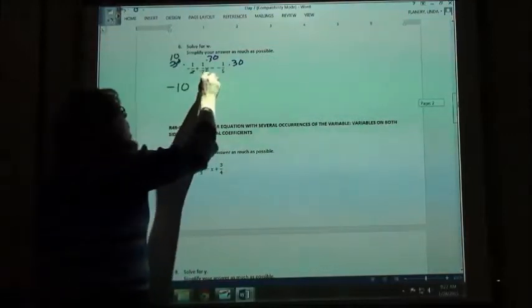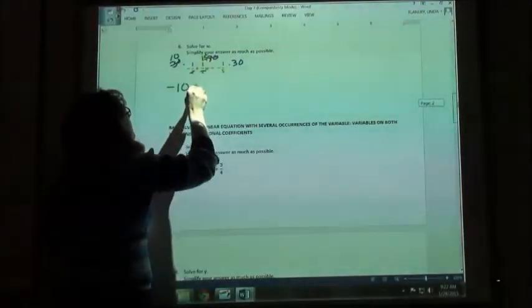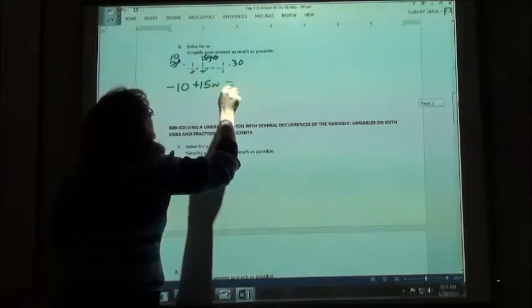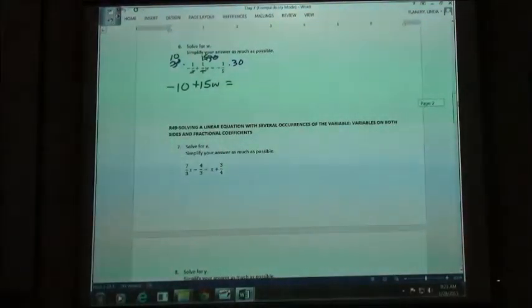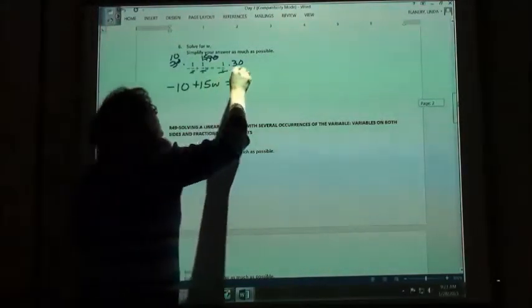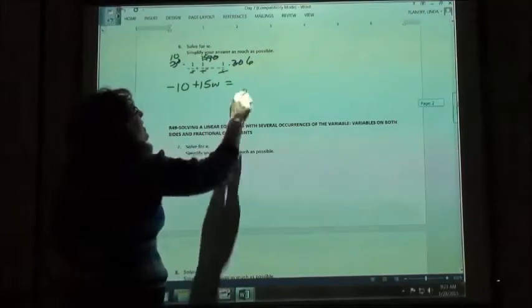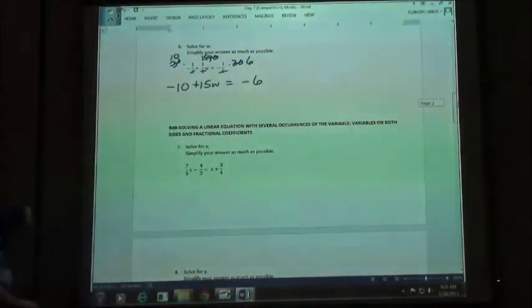15W. 2 goes into 30 15 times, and 15 times 1W is positive 15W. And then negative 1/5 of 30, 6. 5 goes into 30 6 times. 6 times my negative 1 means I'm going to have a negative 6 there.